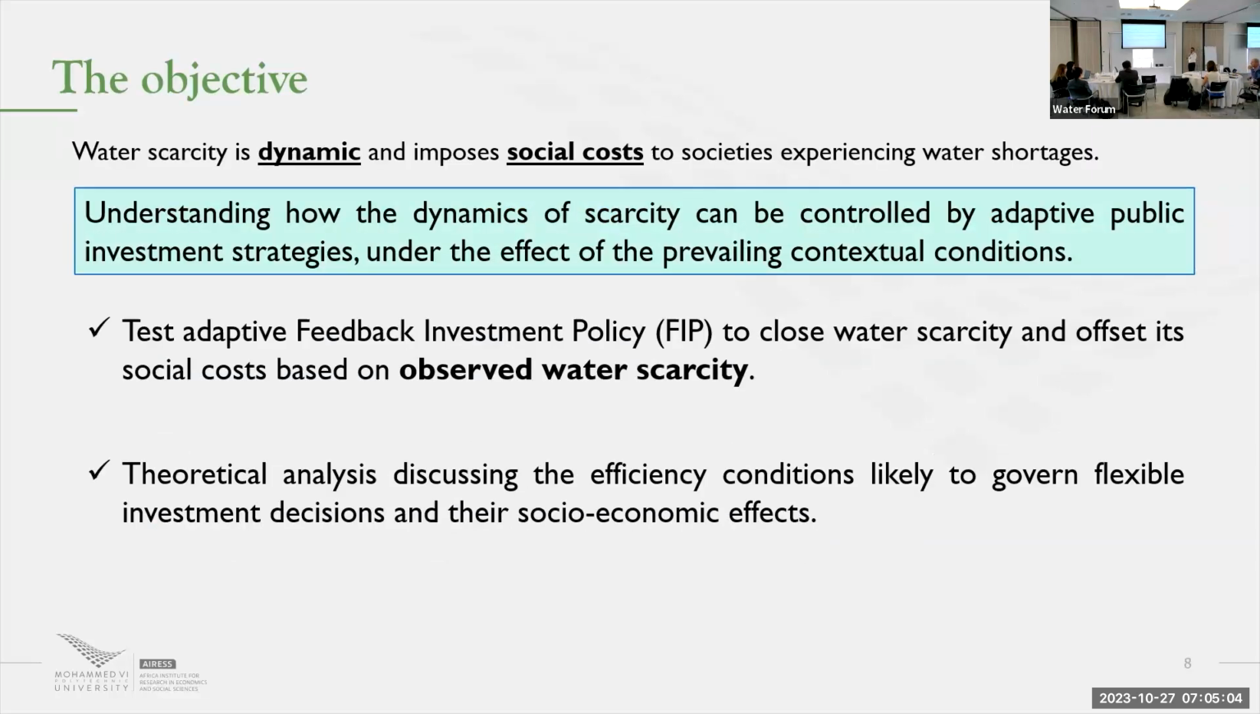So the objective of the study is to understand how the dynamics of scarcity can be controlled by adaptive public investment strategies under the effect of prevailing contextual conditions. And this adaptive feedback aims to close the water scarcity gap, which we define here as a balance between water quantities that are used for both extractive and non-extractive uses. And we conduct this theoretical analysis and also an analysis of the efficiency conditions.